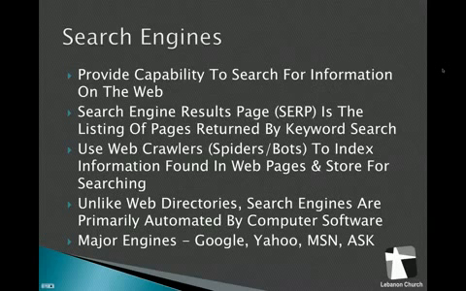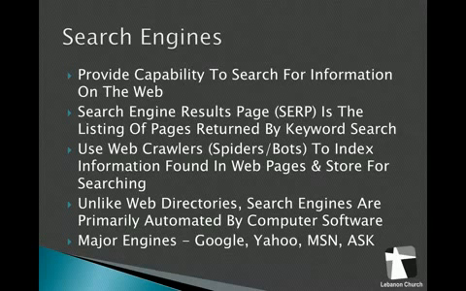Now the search engines, as we know, provide the ability to search for information on the web. And when you do a search at google.com, you end up with the search engine's results page. And that's the listings returned in your keyword search. When you type in a keyword such as Lebanon Church and you see the results that have hyperlinks in them, that's your search engine's results page.